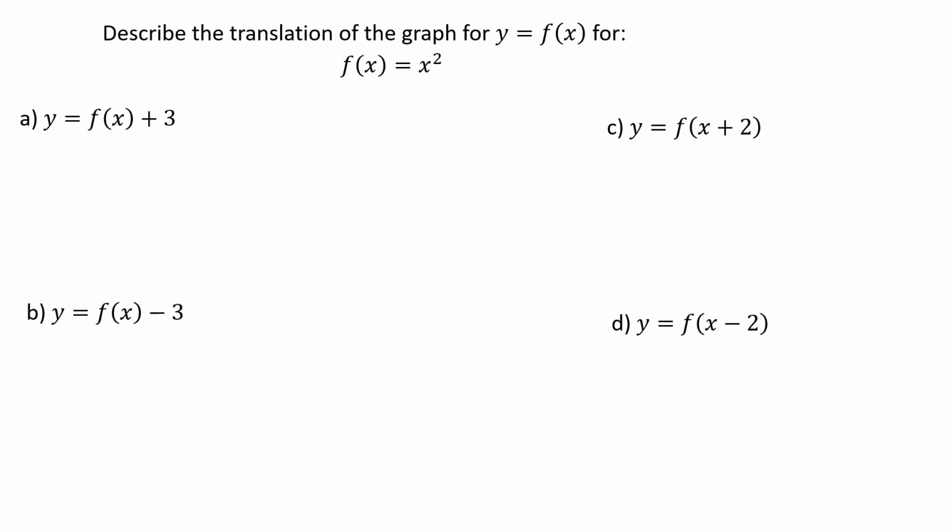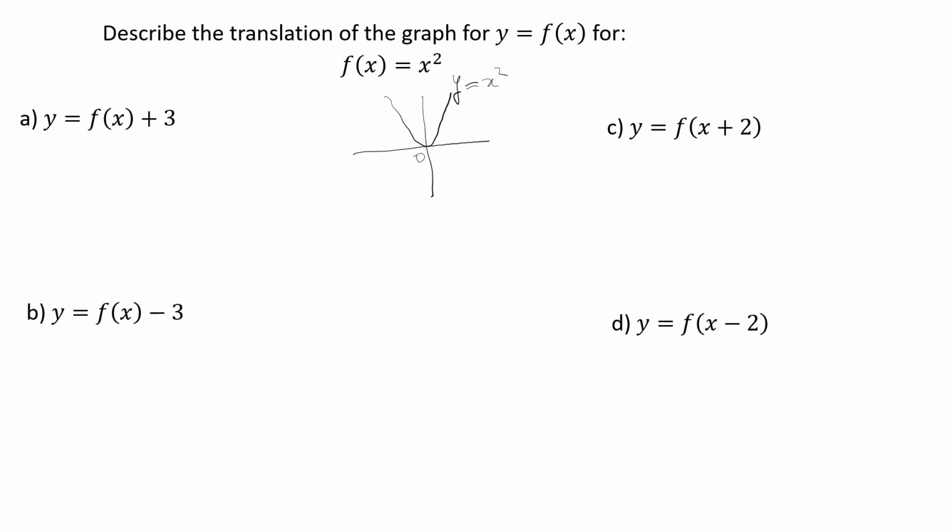Describe the translation of the graph for y equals f(x). f(x) equals x squared. First, we are going to draw the f(x) graph. So f(x) equals x squared. This is a quadratic graph, so I'm going to draw the quadratic graph, y equals x squared.